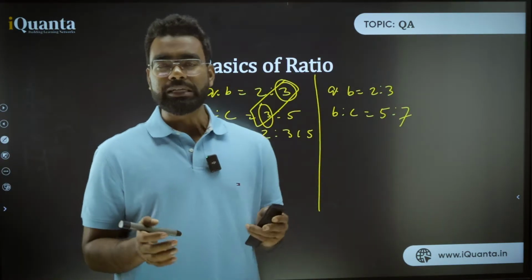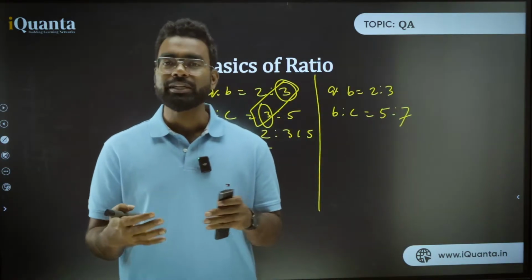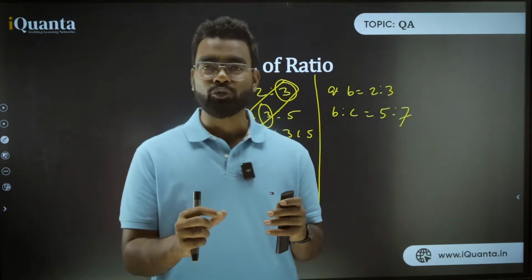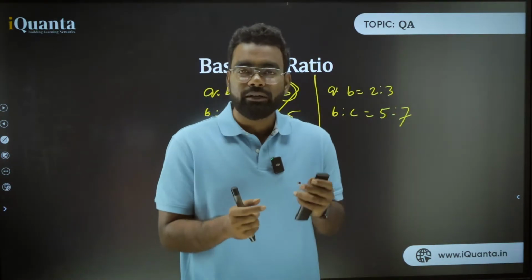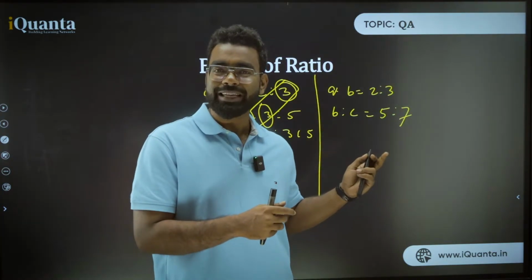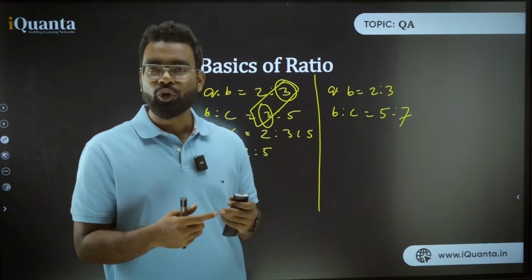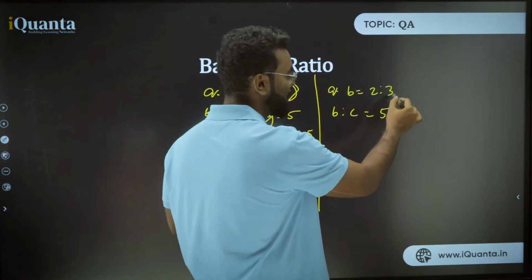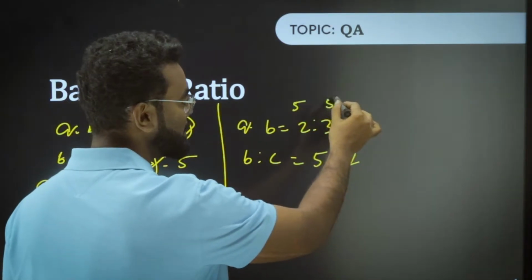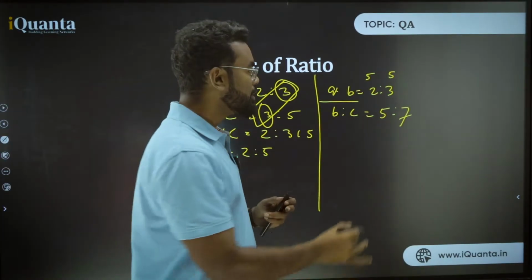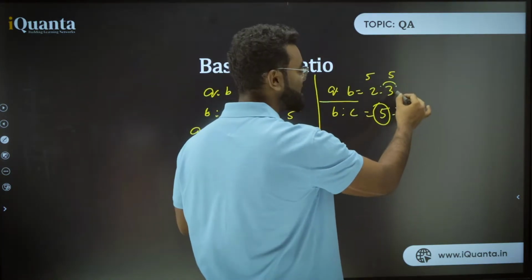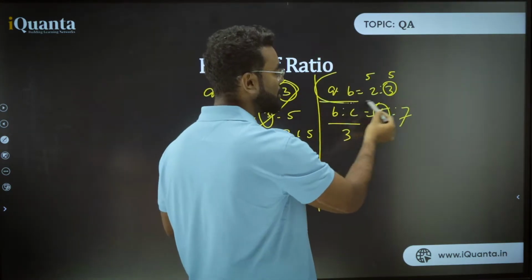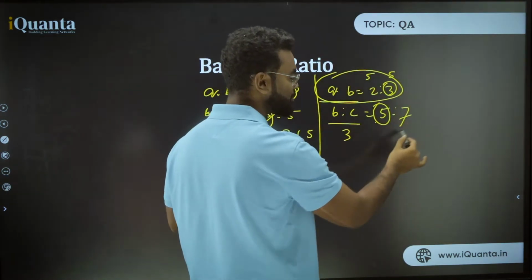If A is to B is 2 is to 3 and B is to C is 5 is to 7, you have to make sure the B quantity is equal. The B in the first part is 3, in the second part is 5. The shortcut for doing this is I multiply 5 with the first ratio, because 5 is here, and I multiply 3 with the second ratio. So you use this B to multiply this one, and use the other B to multiply this particular section.